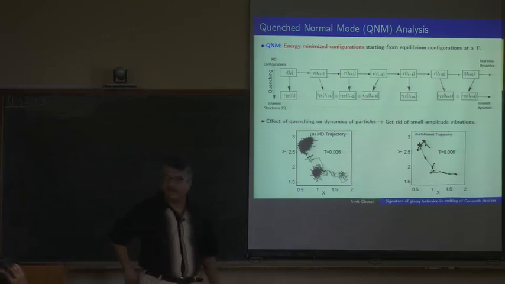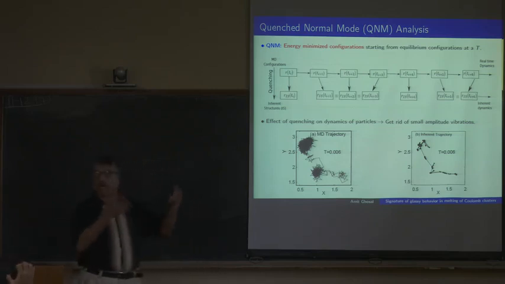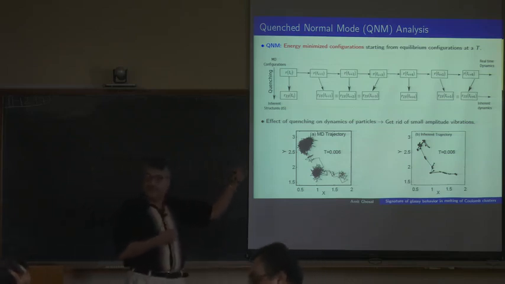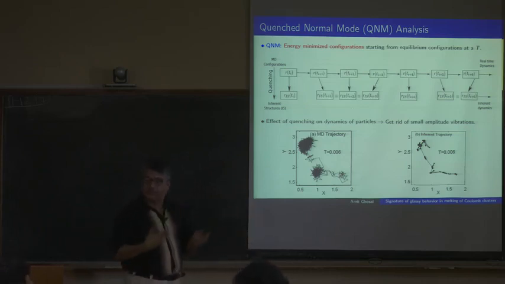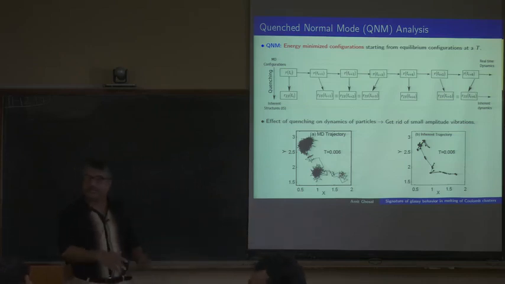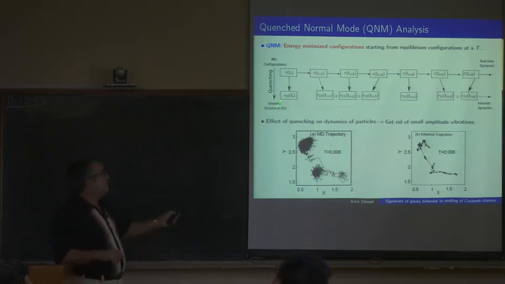You can use a conjugate gradient method and so on. There are methods. Basically you minimize: you start with a configuration at some temperature, but then you forget about temperature. In the potential, you let it go by conjugate gradient. No, I don't do that. I just collect them.